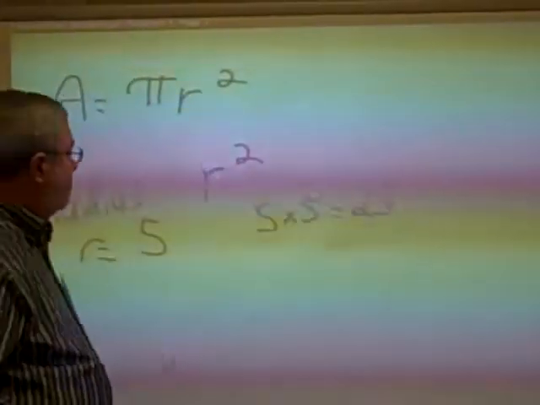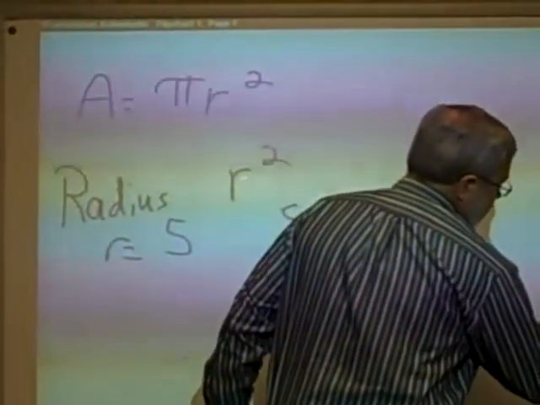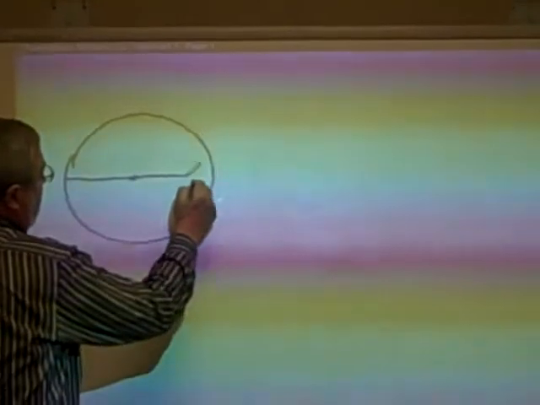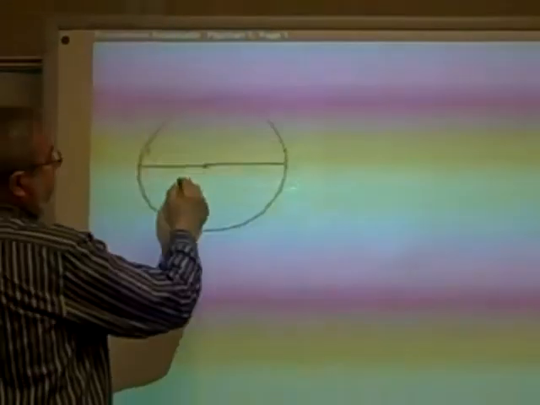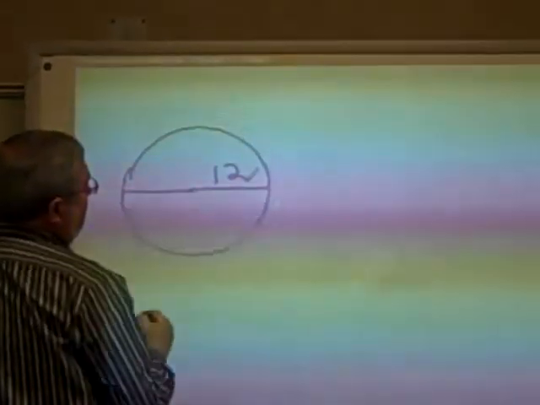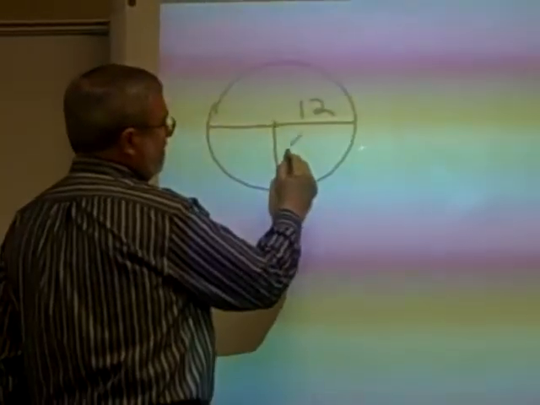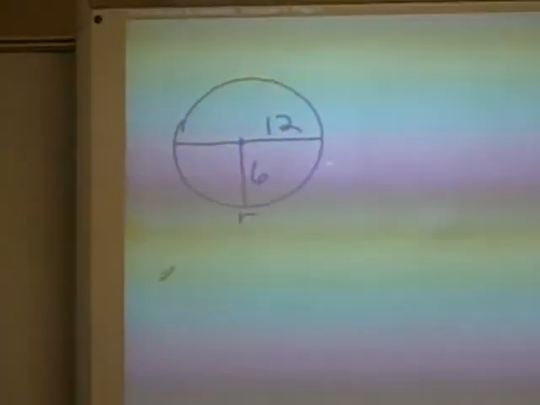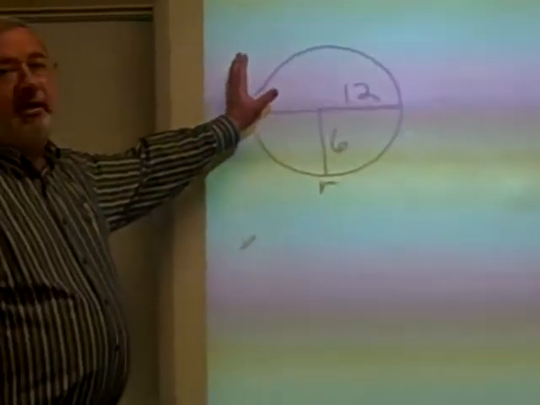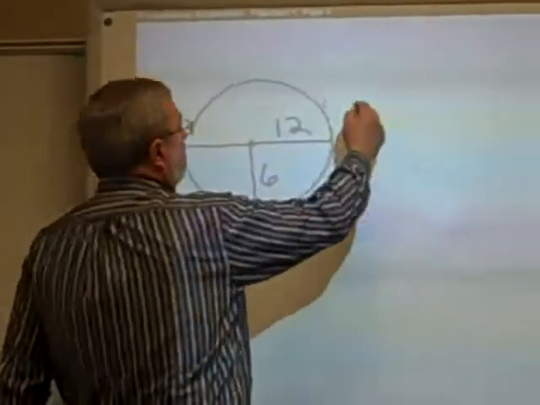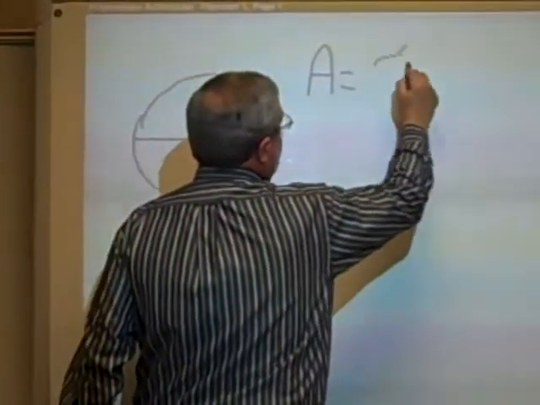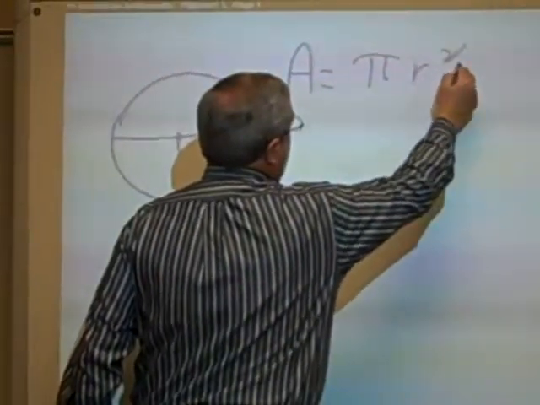Now that we've got our formula and we've done a little bit of practice with this, let's look at some problems. Here's my circle. This time I put a diameter up here, and let's say my diameter is 12. If my diameter is 12, that must mean my radius right here is going to be 6. I want to calculate the area of this circle. Remember my formula: A equals pi r squared.